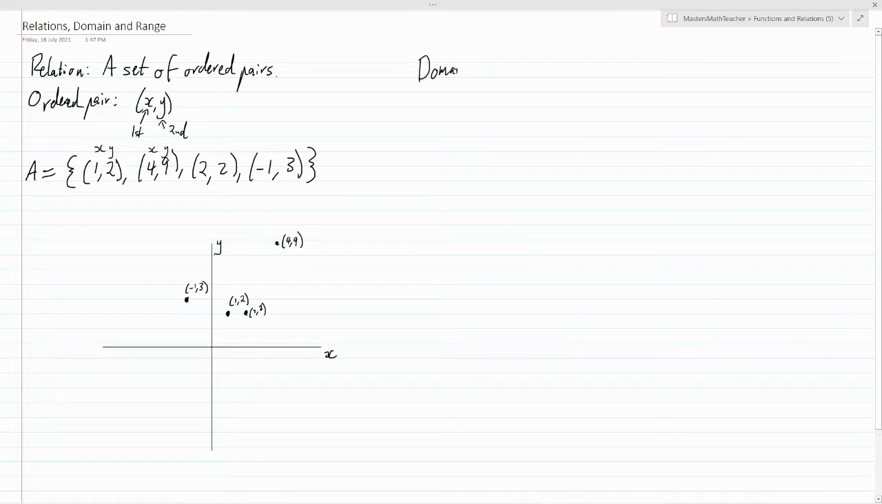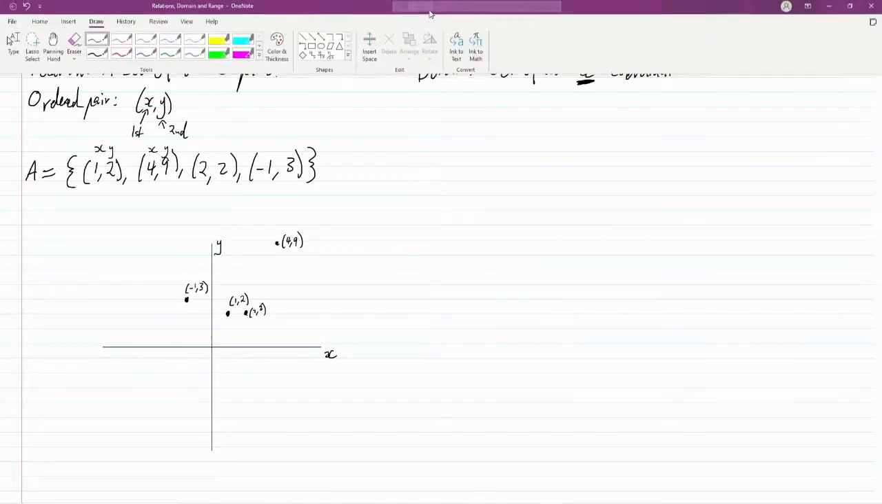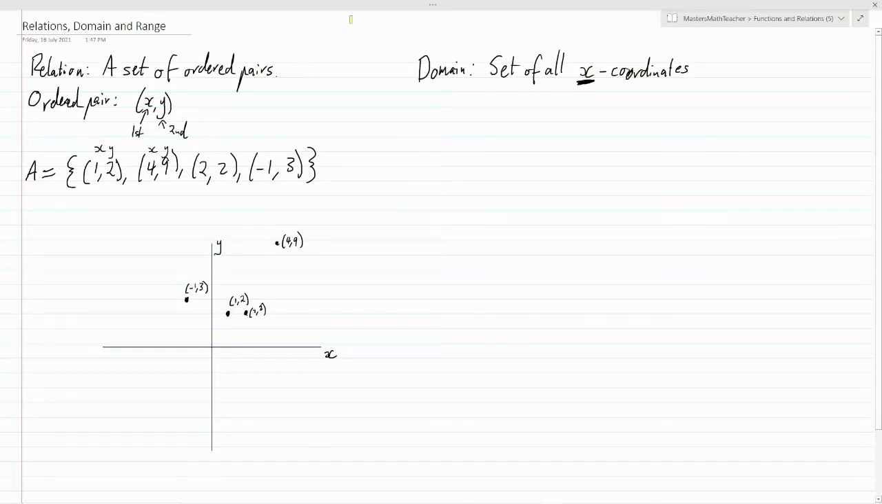So the domain is the set of all x coordinates. And now really important here, it's all the x coordinates, okay? We've really got to note that domain is the set of all x coordinates, not y. So if we were to write this, we write the domain of A, and we can actually write dom A.